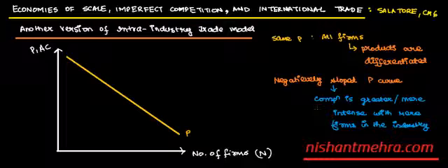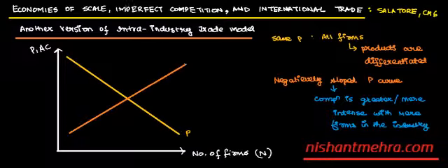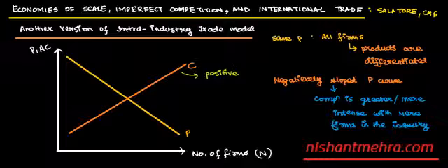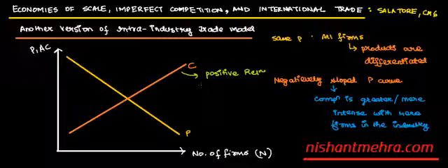Well, if you look at it, the relationship between the cost and the number of firms is positive. So let us draw that relation too. The relationship between cost and number of firms is positive, so you have a positive relationship here.